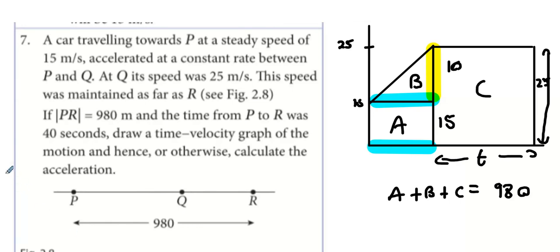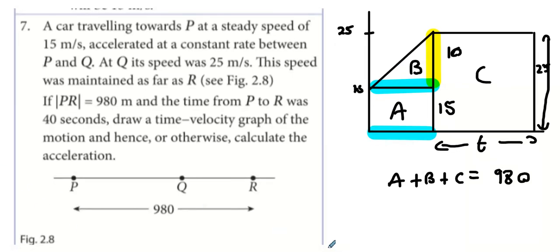Now, what we're looking at here is, you can use v equals u plus at if you want, and you can say that final velocity is 25, initial velocity is 10. Your acceleration we don't know, do we?